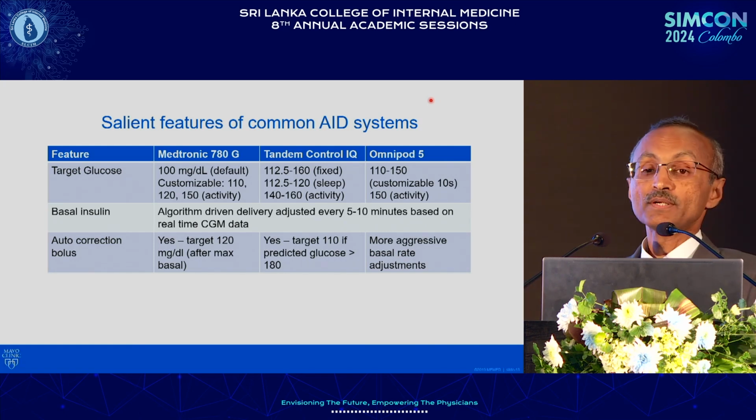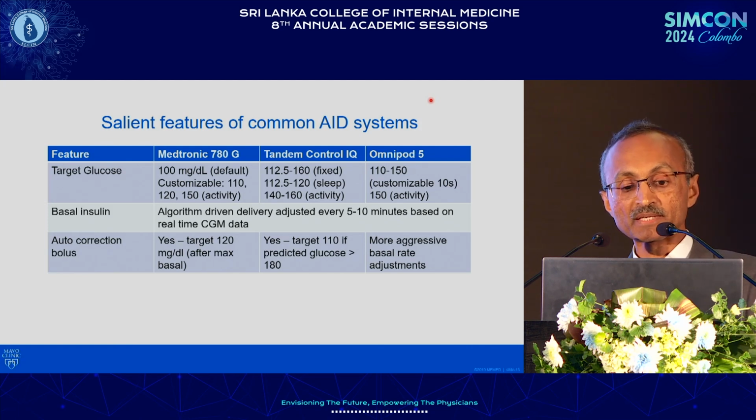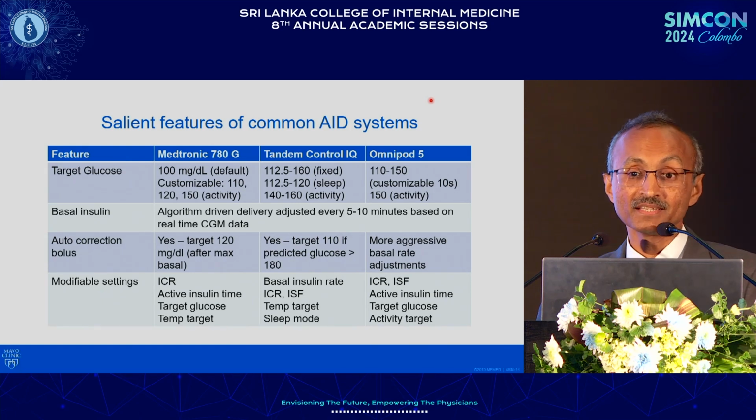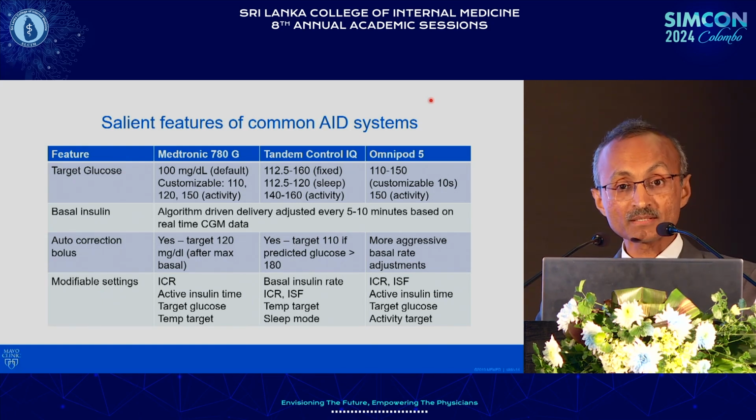Whereas the Omnipod will do it mainly by further ramping up, more aggressive ramping up of the basal rate. So there are different ways in which it tries to do this. What can you do then? Okay, so that's the thing. When it will automatically set the basal rates and adjust the basal rates.